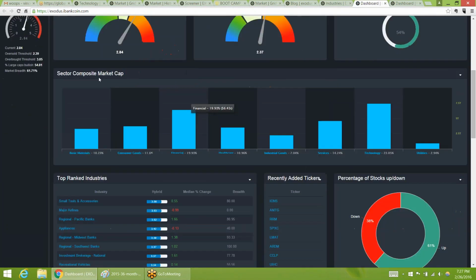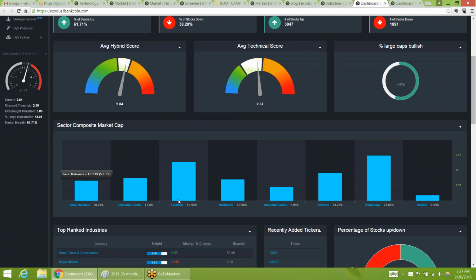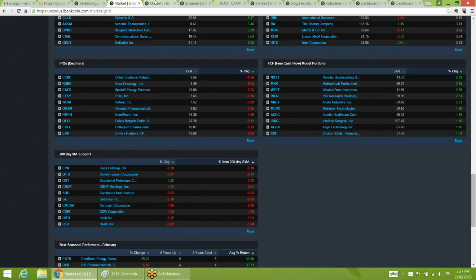So if you go down on the dashboard a bit, you'll see right here the market cap of each sector. Financials make up almost 20% of the entire market, tech 23%. So those are two huge, huge sectors. So I want to see those sectors participating both ways.